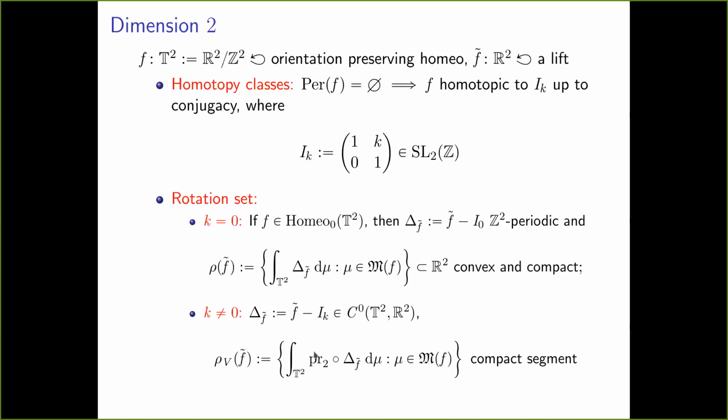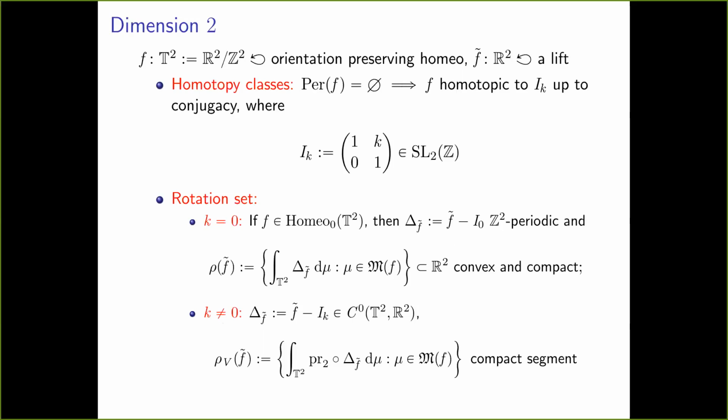So here you have these two really different classes. Most of the time I will concentrate on the identity homotopy class, that is k equals 0. The techniques are similar, but not exactly the same for k different from 0. So it's a different setting. Most of the time I will concentrate on the first case.